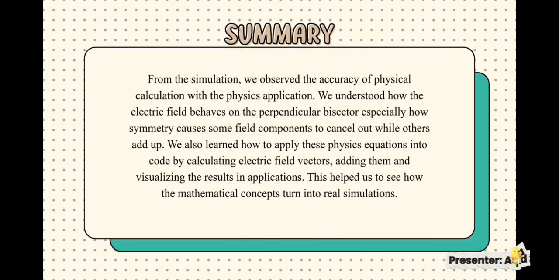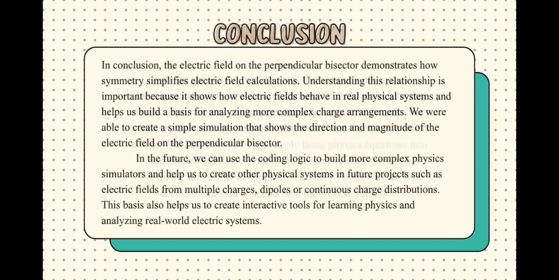Summary: from the simulation, we observed the accuracy of physical calculation with the physics application. We understood how the electric field behaves on the perpendicular bisector, especially how the symmetry causes some field components to cancel out while the others add up. We also learned how to apply this physics equation into code by calculating electric field vectors, adding them, and visualizing the results in applications. This helps us see how the mathematical concept turns into the real simulation.